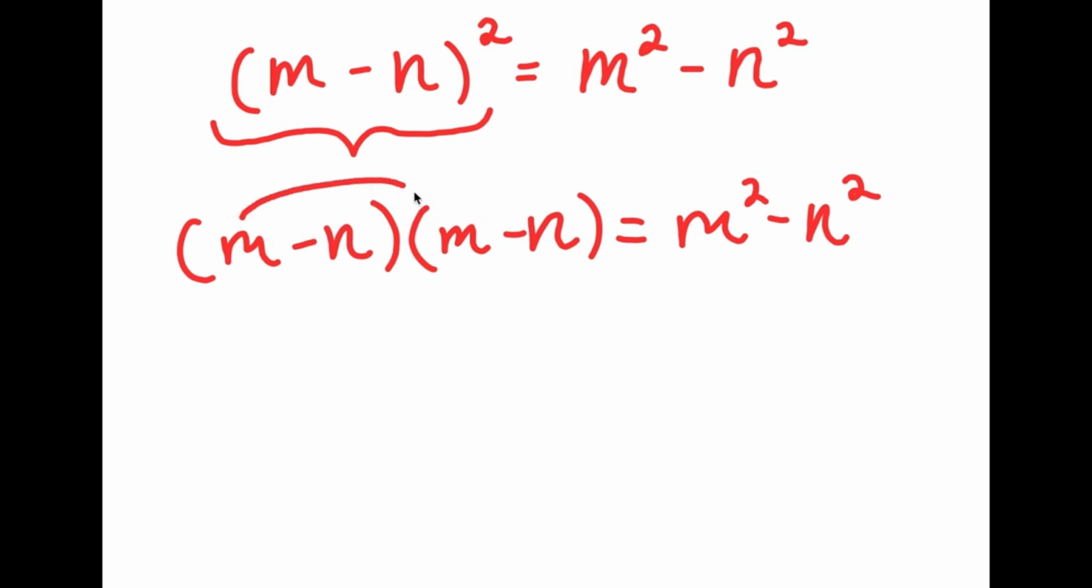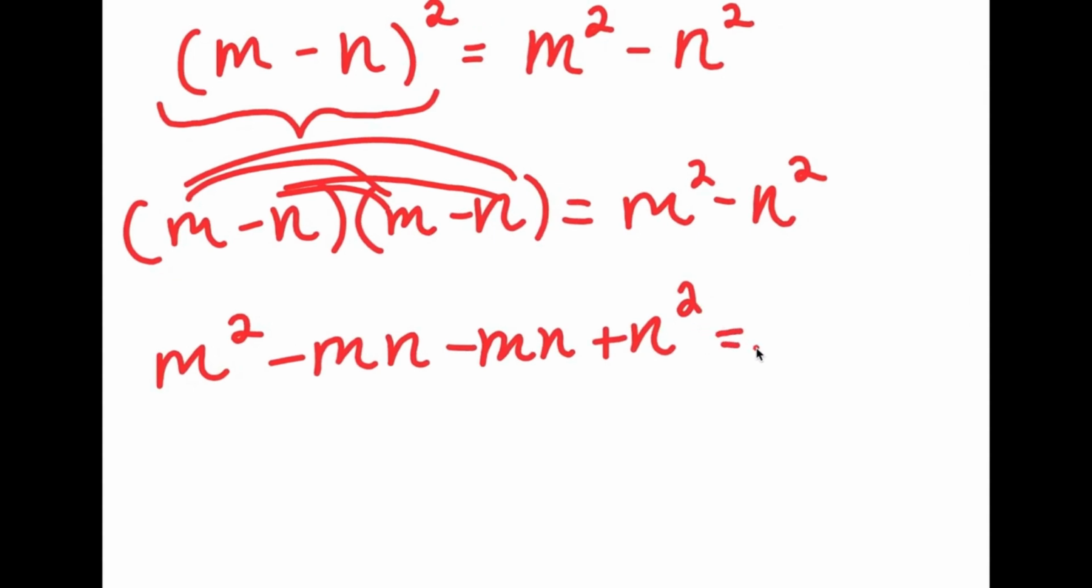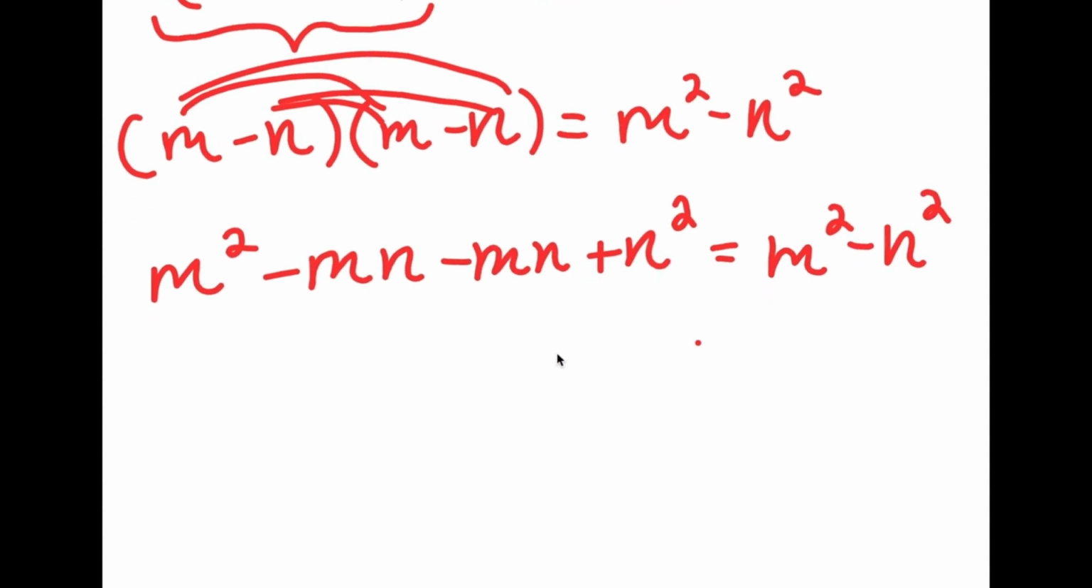Now from here, I'm going to expand this by multiplying these two. To multiply these two, I'm going to first start by distributing the m. m times m is m squared. m times negative n is negative mn. Now I'm going to distribute the negative n. Negative n times m is negative mn, and negative n times negative n is positive n squared. So I have this is equal to m squared minus n squared.